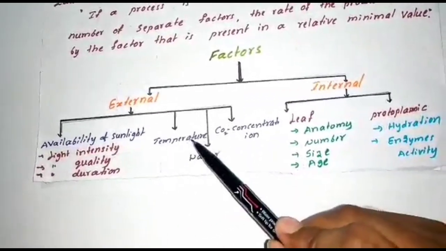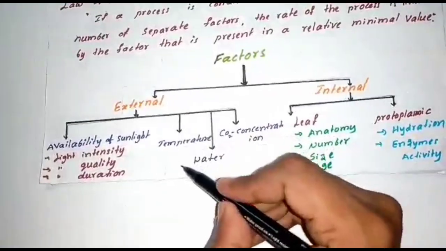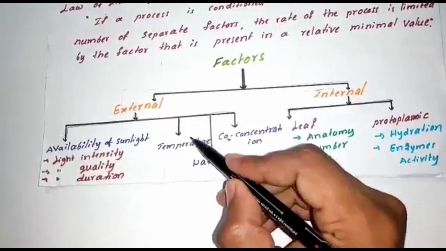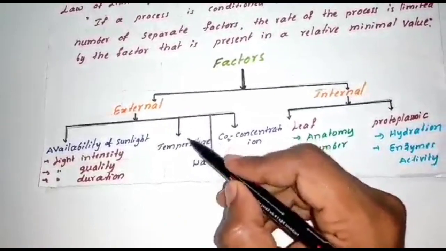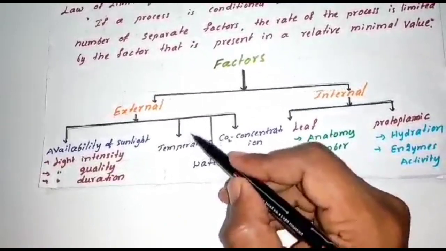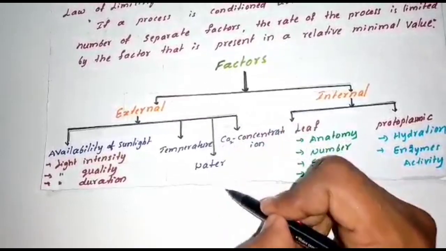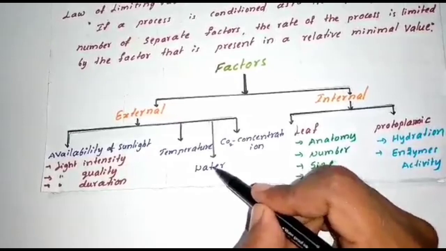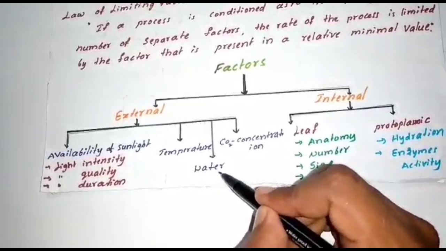Then coming to the temperature. When the temperature increases, the rate of photosynthesis also increases up to a certain level. Above a certain level, as the temperature increases, the rate of photosynthesis falls down. Now water condition: as the availability of water increases, the rate of photosynthesis increases.